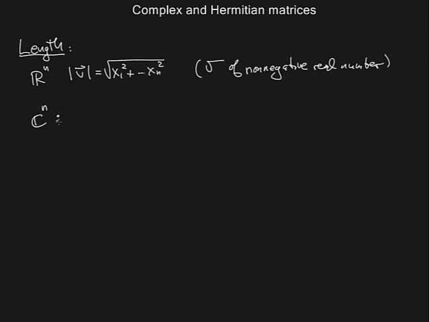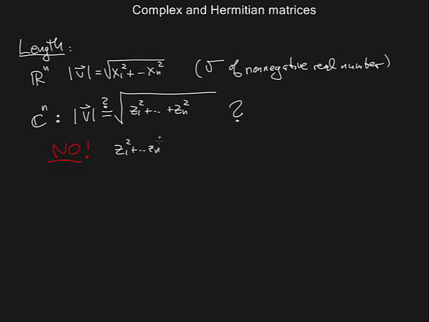If you do the sort of naive thing in Cn and define the length of a vector to be the square root of z1 squared plus up to zn squared, you immediately run into trouble, because this number is complex, and there's no decent, unique way to take a square root of a complex number. That's one problem. Another big problem with this naive definition is the following.